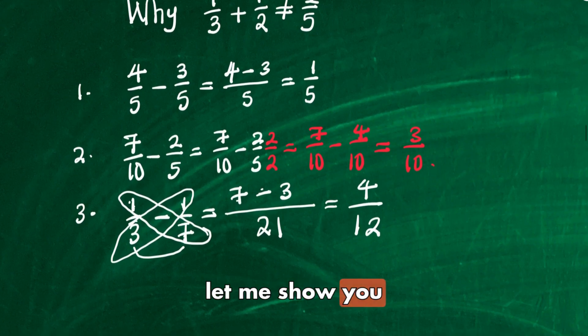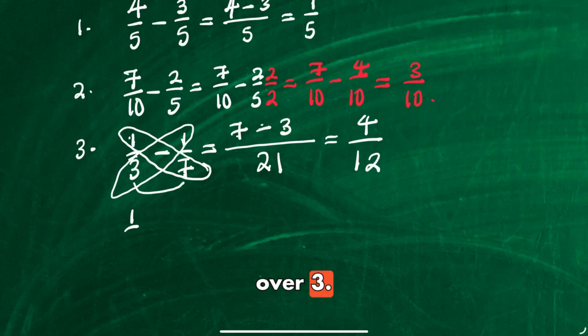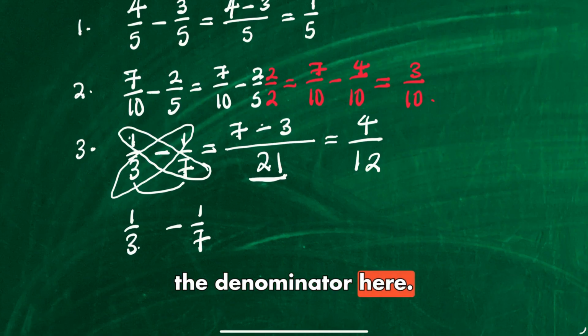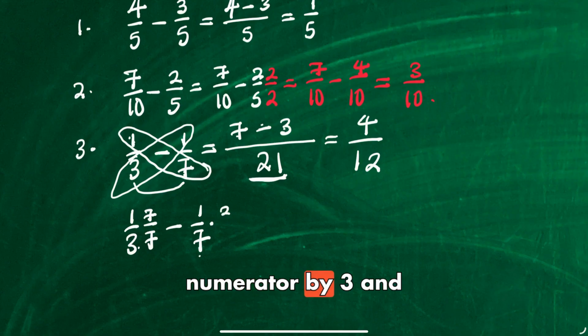But let me show you the equivalence method. So 1 over 3, I'll leave some space here and write 1 over 7. You can see that the common denominator here is what? Is 21. So I need 21 in the denominator here. I multiply the numerator by 7 and the denominator by 7. Here I have 7. I multiply the numerator by 3 and the denominator by 3.